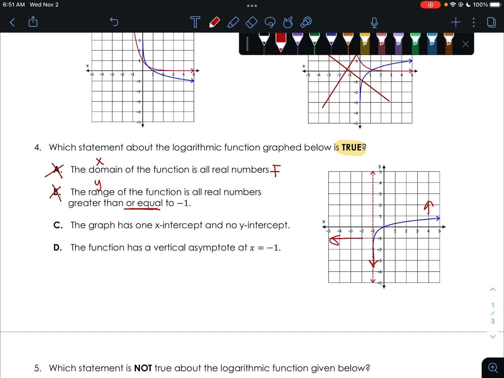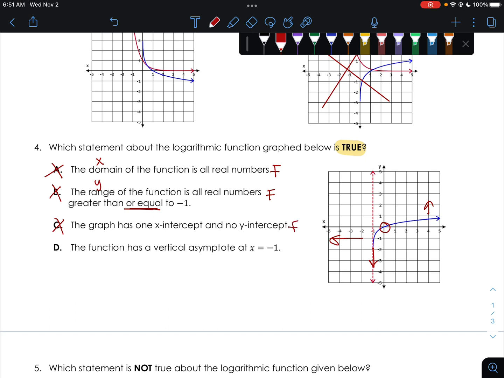C, the graph has one x-intercept and no y-intercept. Well, it is correct that there is no x-intercept, but there is a y-intercept. It's right here. So that is a false statement. So false, false.